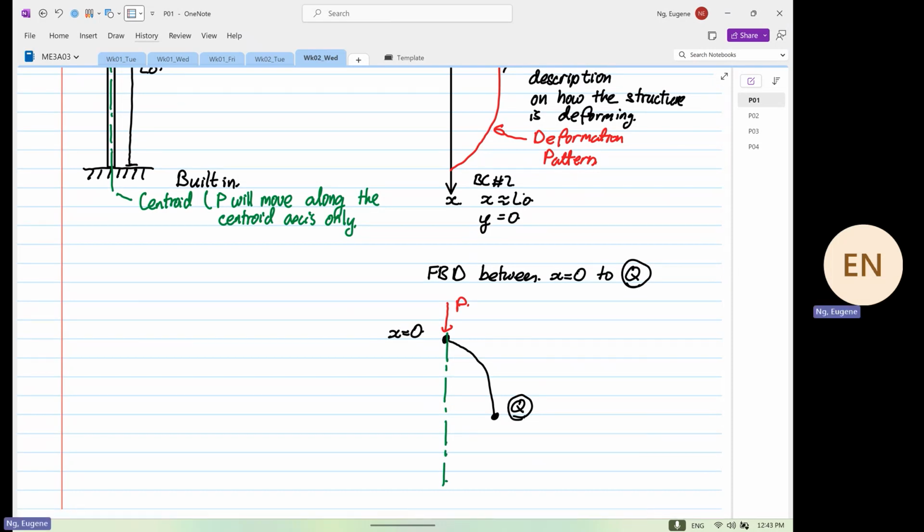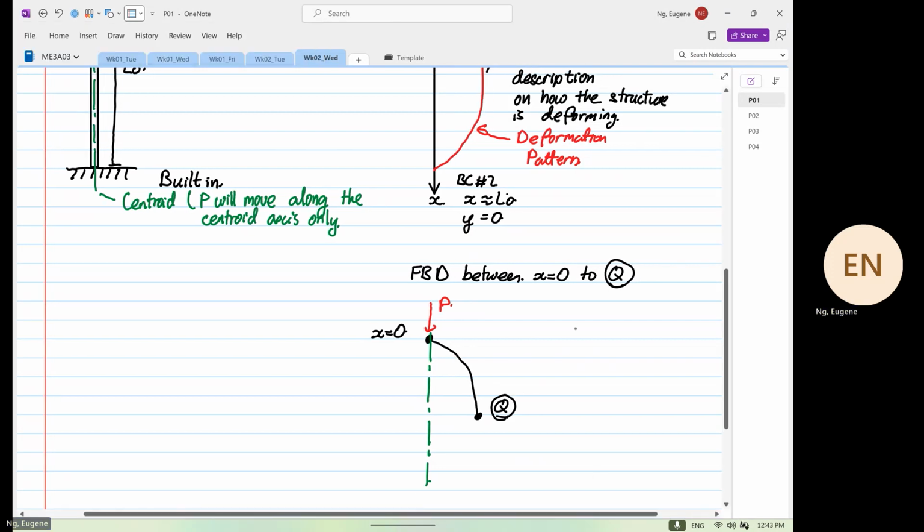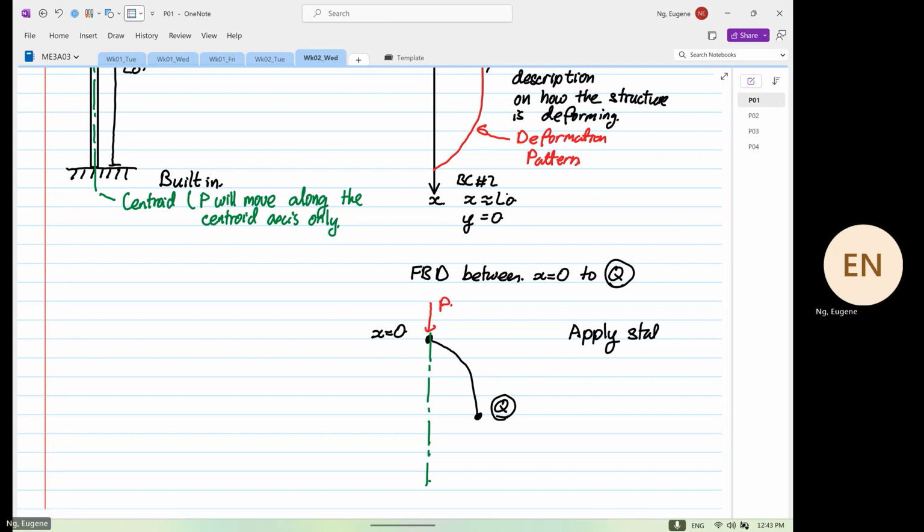So when this is the case, we are going to apply the static analysis. We are aware that there is a counter what? A counter force over here, and I'm going to call this P. Agree? Right? Because we are carrying out static analysis. So point Q and point A have no motion.